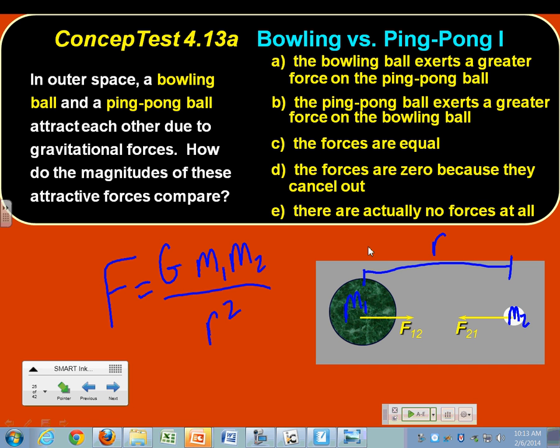Just a second, I forgot what I was going to say. Newton's universal law of gravitation is an application of Newton's third law. They're very similar. Right? What's up?